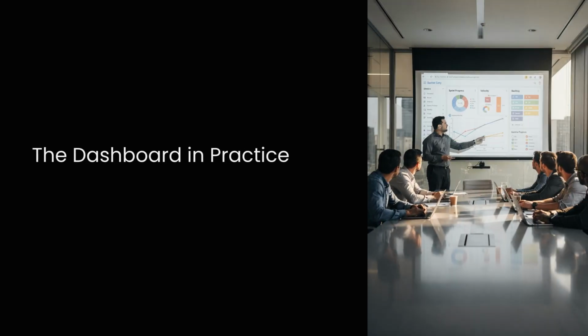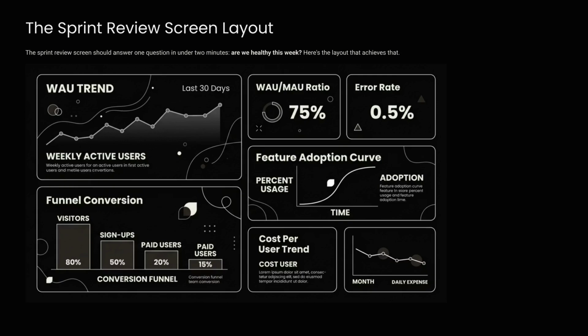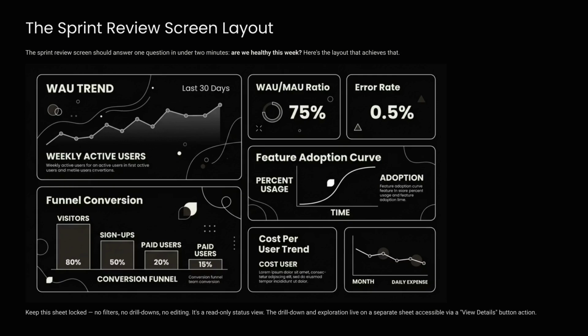This section covers the dashboard in practice, focusing on putting the sprint review screen to work for decision-making. The sprint review screen layout should quickly answer, "Are we healthy this week?" Keep it locked to maintain read-only status. Detailed exploration should be moved to a separate deep dive sheet accessible via a "View Details" button action.